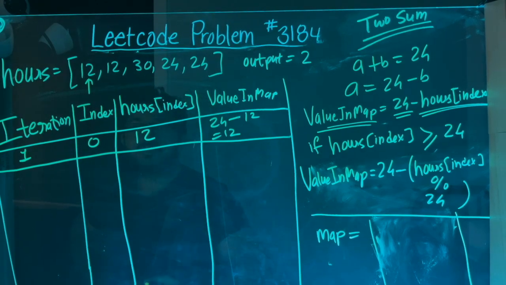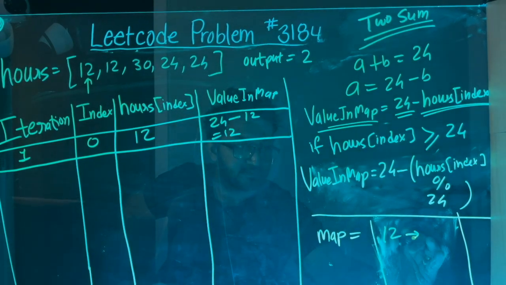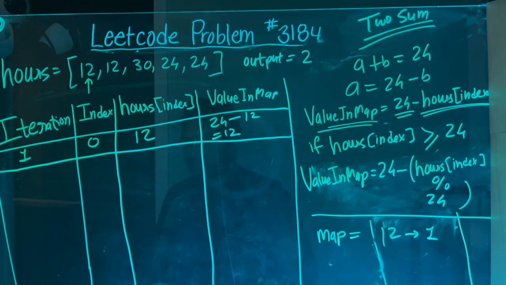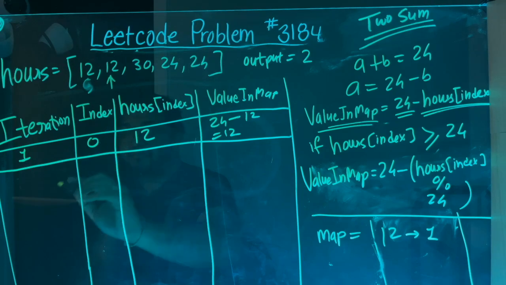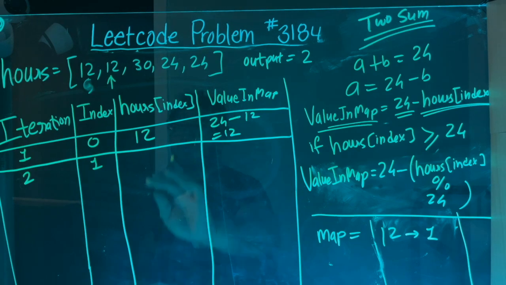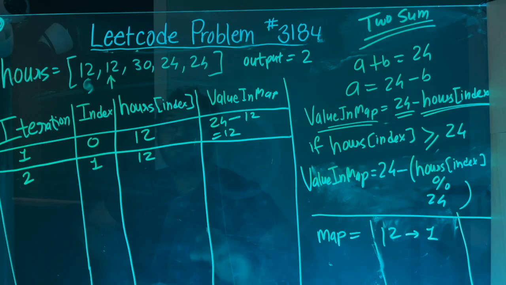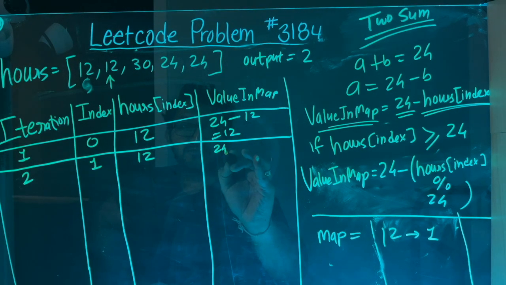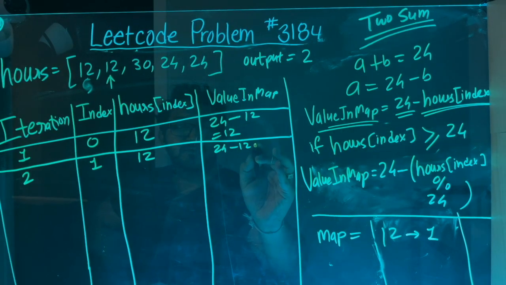At the end of the iteration, we need to put our hours of index back into the map. So here 12 goes to 1, which shows that a 12 existed. Now go to the next iteration. For the next iteration, our index is at 1. The hours of index is 12. Now let's calculate the value in the map using this formula, 24 minus hours of index, which is going to be 12.